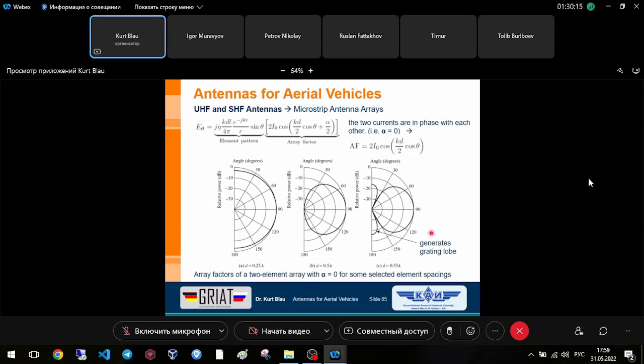And so if you have such an antenna, or an antenna array in this case, consisting of two elements with a distance of 0.55 lambda or 0.6 lambda, for instance, then you generate a so-called grating lobe, which makes the pattern of this two-element array ambiguous.